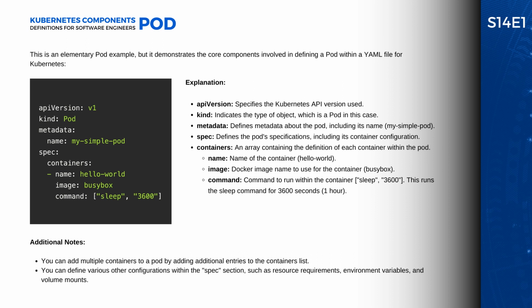Containers. An array containing the definition of each container within the pod. Name. Name of the container, Hello World. Image. Docker image name to use for the container, BusyBox. Command. Command to run within the container, sleep 3600. This runs the sleep command for 3600 seconds, 1 hour. Additional notes. You can add multiple containers to a pod by adding additional entries to the containers list. You can define various other configurations within the spec section, such as resource requirements, environment variables, and volume mounts.